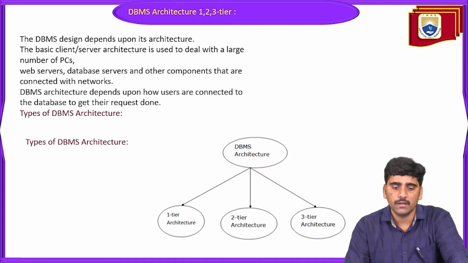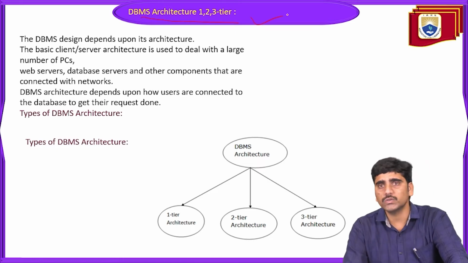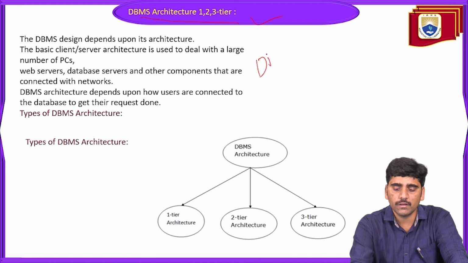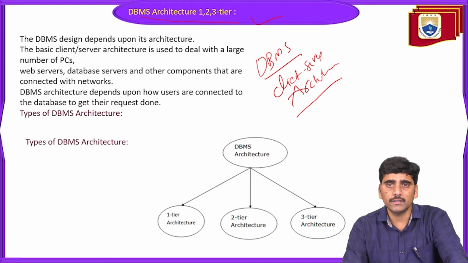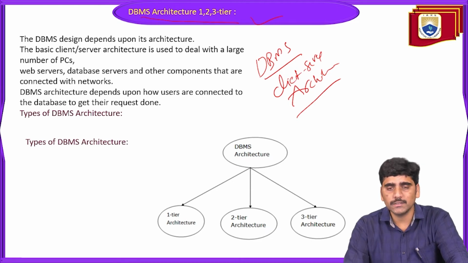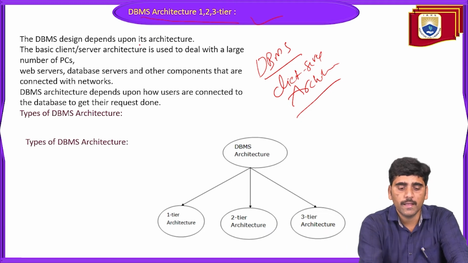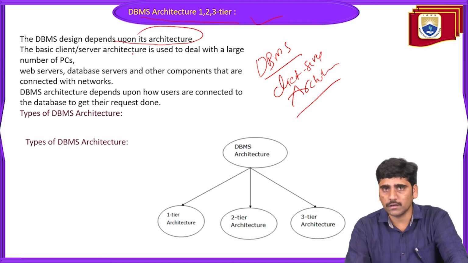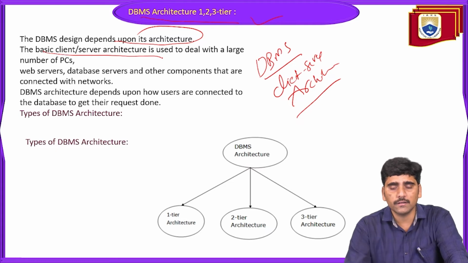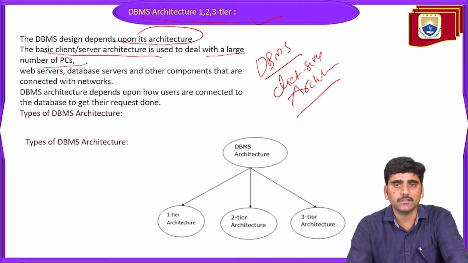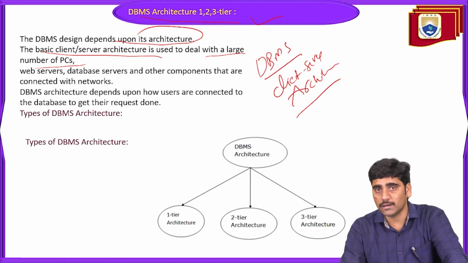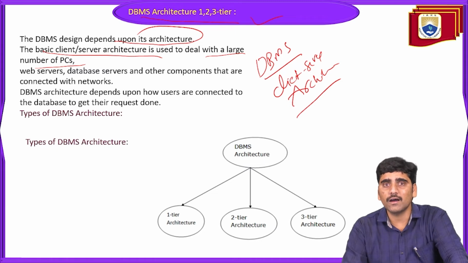And next one is DBMS architecture: one tier, two tier, three tier. We can also call it DBMS client server architecture. In this architecture, DBMS design actually depends upon its architecture. Based on the architectural view, we are going to design. The basic client server architecture is used to deal with a large number of users, so why are we designing the DBMS in client server mode? To interact with a large number of users.